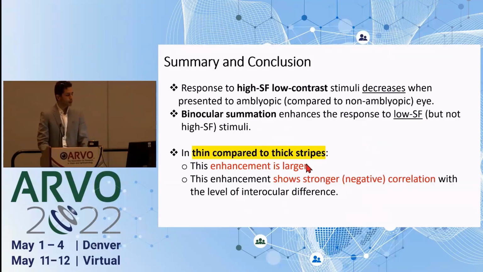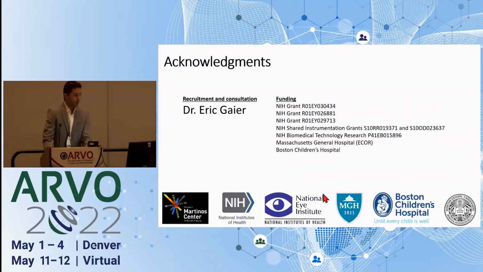So, summary and conclusion: response to high spatial frequency, low contrast stimuli is stronger when they are presented to the non-amblyopic eye rather than the amblyopic eye. Binocular summation enhances the response to low spatial frequency component, but not high spatial frequency component. And this enhancement, when you compare thin and thick stripes, is stronger in thin compared to thick stripes. And this enhancement shows a stronger negative correlation with the level of interocular difference.